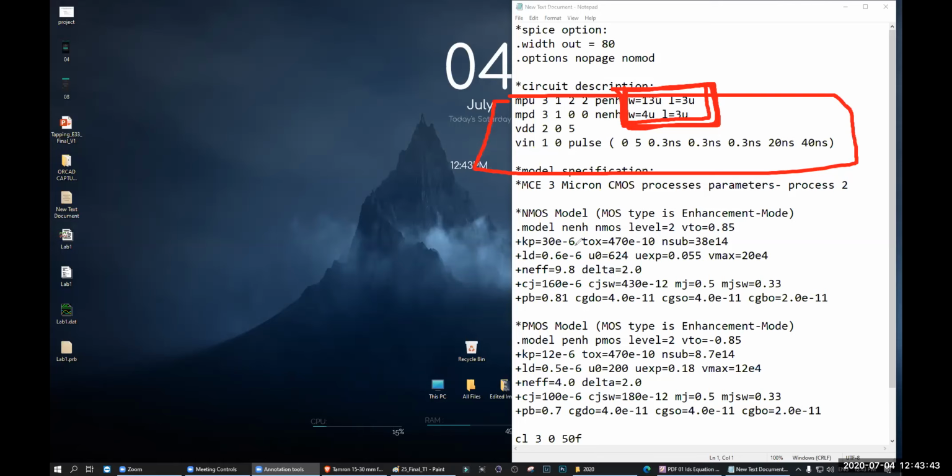You can also see TOX. Can you see TOX? Yes, sir. TOX, VT. See, VT is given. And what else is given? Mu O. Can you see that? All the things are given here. That means these are your process dependent parameters. Whatever process you are using, process means the material you are using, that will depend on that. And W and L, this is actually your geometry, that you are changing.